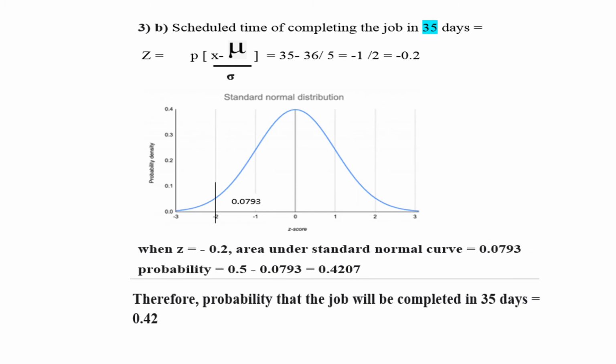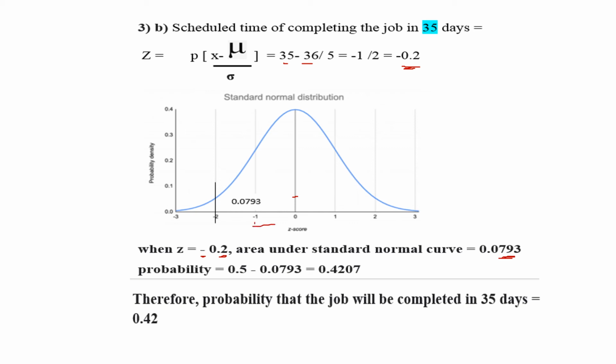Now the next portion, for 35 days we have to find. Same formula and same method. For 35, x is 35 and mu is 36 by 5, that is negative 0.2. So from the table for minus 0.2, that is no minus is there, so take 0.2 and the intersection value you will get is 0.0793 from the table.